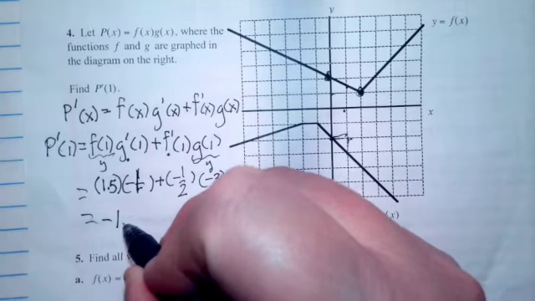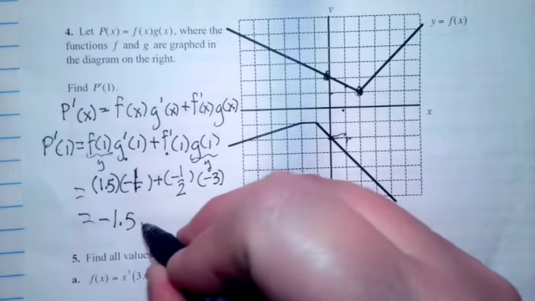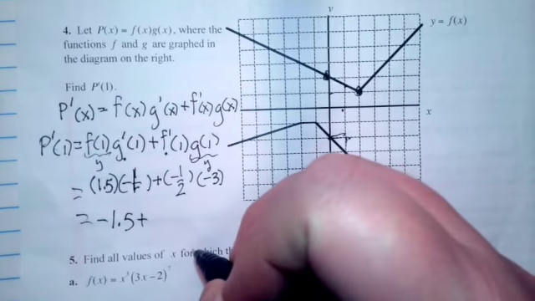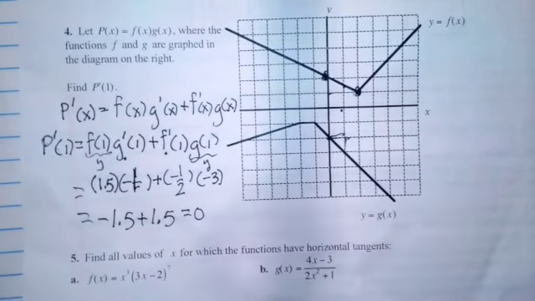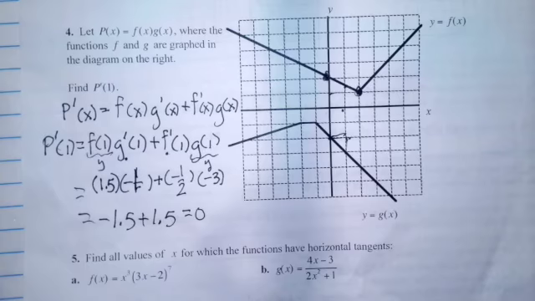So this appears to be negative 1.5 plus, I think that's going to be positive 1.5. That may be 0. In fact, I'm certain it's 0.